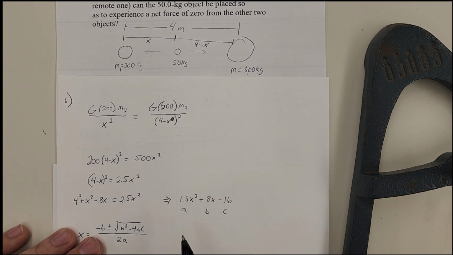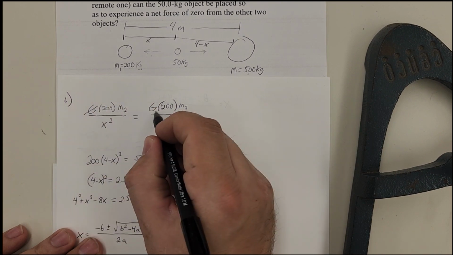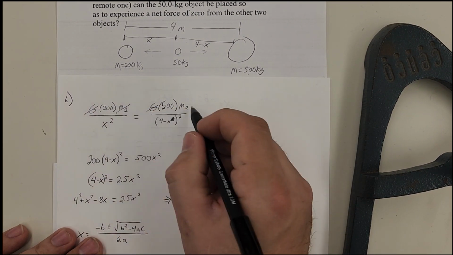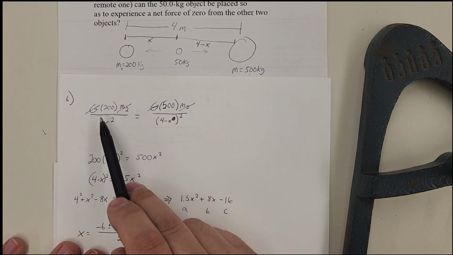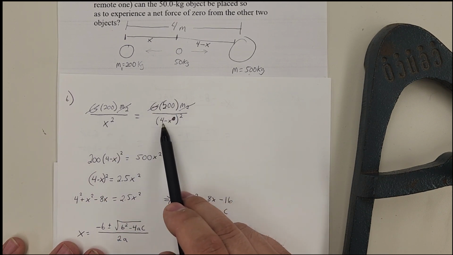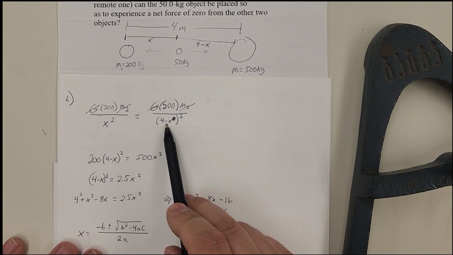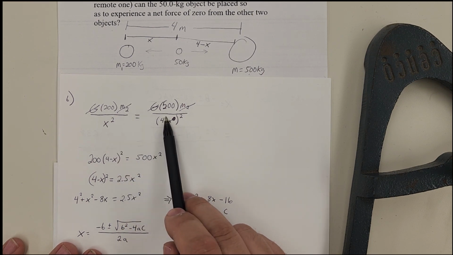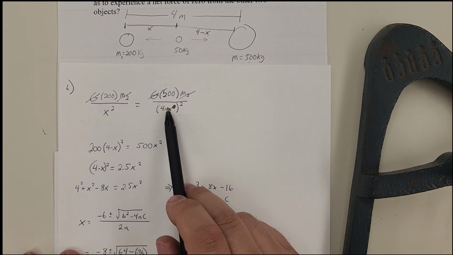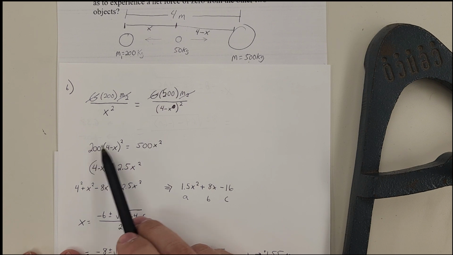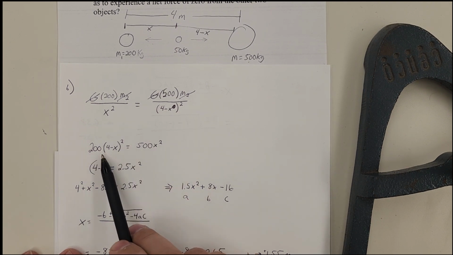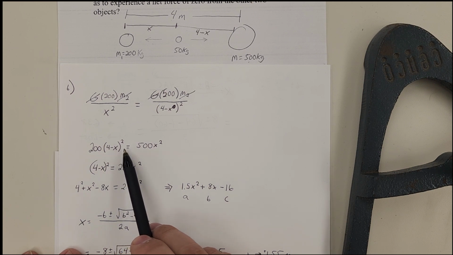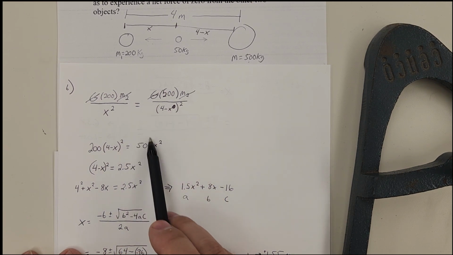And now that we've got that equality, we can see that G cancels out. The other mass cancels out, doesn't matter. And the only thing that we have left is 200 over x squared is equal to 500 over (4 minus x) squared. So I'm going to cross multiply so I can get rid of these fractions, because we don't want to deal too much with fractions. So if I do that, the (4 minus x) squared comes over to the other side. So 200 times (4 minus x) squared is equal to 500 times x squared.